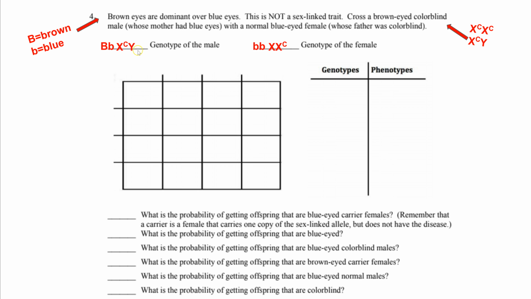Now I need a FOIL. So let me FOIL the male first. So I do first B, and then my first sex chromosome. So BXC. Outside B, outside sex chromosome, BY. Inside B, inside sex chromosome, little b, XC. And then last B, last sex chromosome is little bY. FOIL this one. They're all going to be little b's, right? First B, first X, outside B, outside X, inside B, inside X, last B, last X.